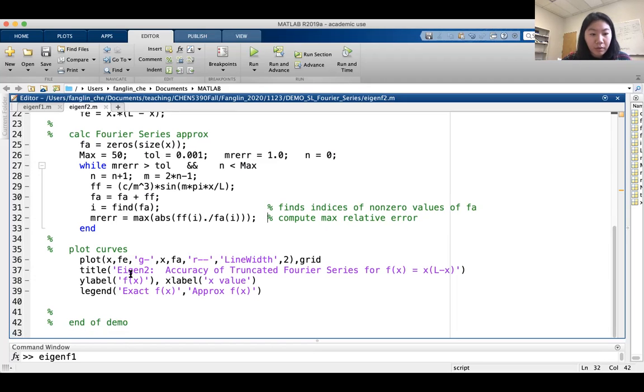In the end, you will plot x and FE, which is the exact solution, as well as x and FA, which is the sum of your generalized Fourier series. And you can compare them, to see how using the generalized Fourier series expansion to represent your continuous function differs from your exact solution. And let's just run it.